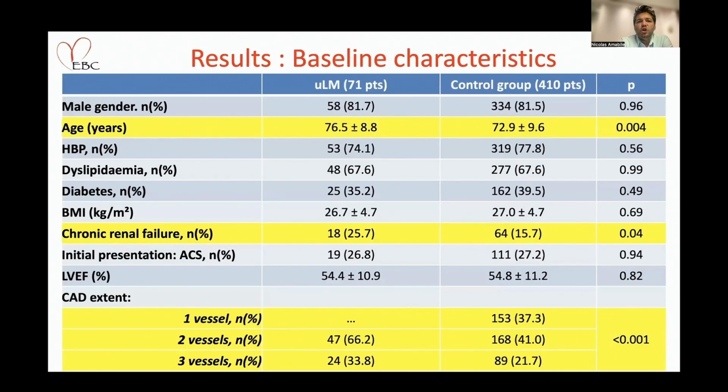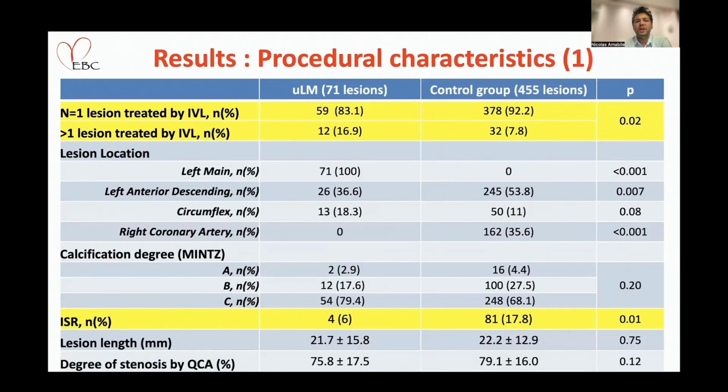This slide shows you the baseline characteristics of both groups. You can observe that patients from the unprotected left main group were older, got more frequent chronic renal failure, and a more severe extent of their coronary artery disease compared to the control group patients. But there was no other significant clinical difference between the two groups of patients.